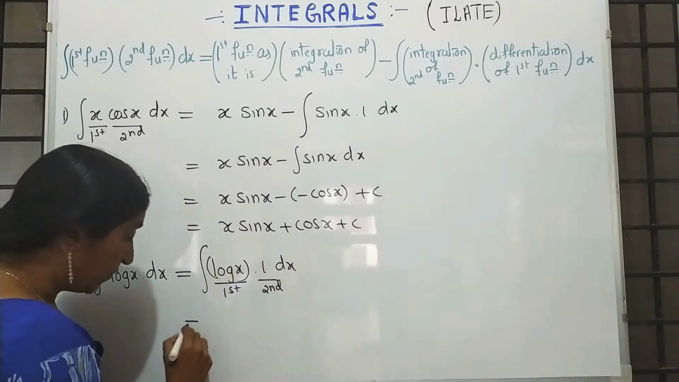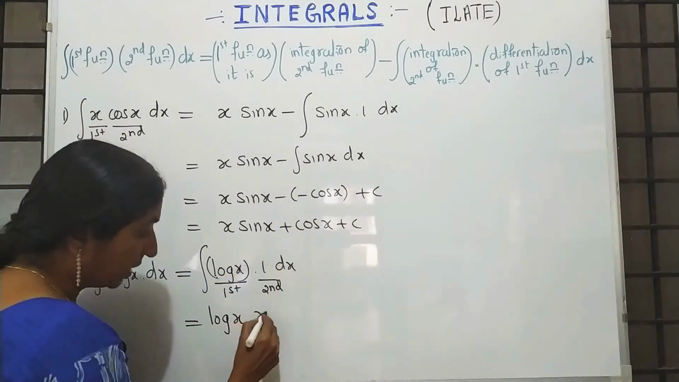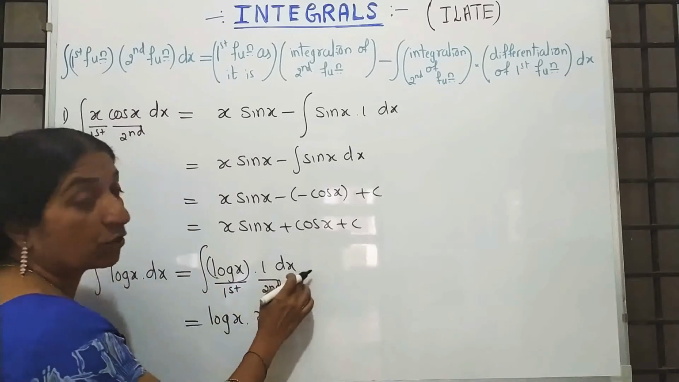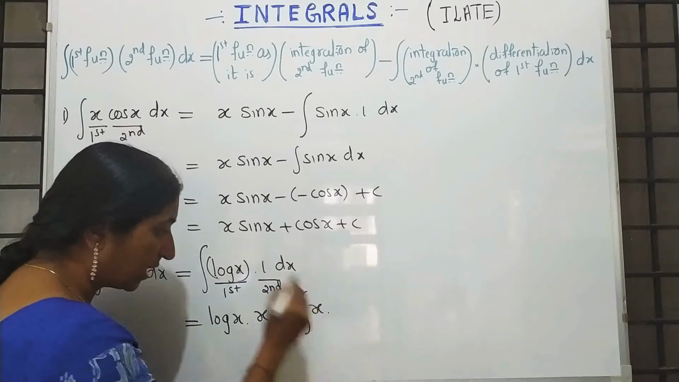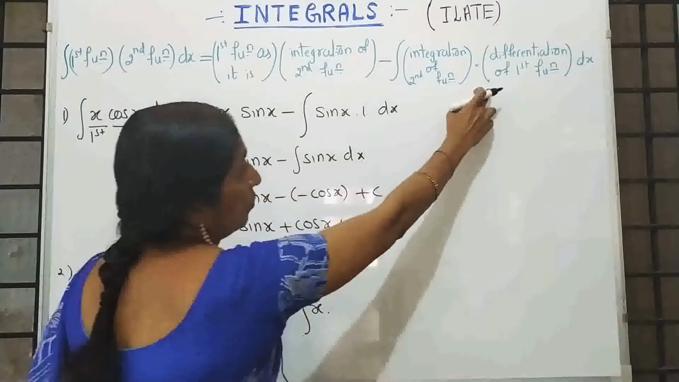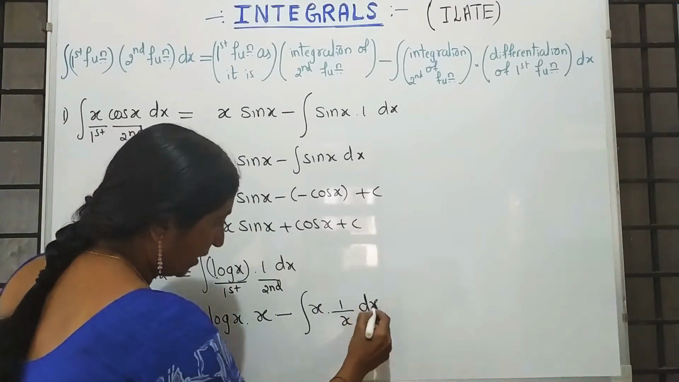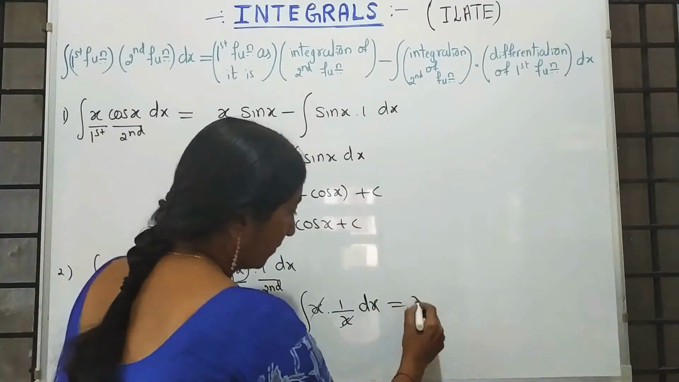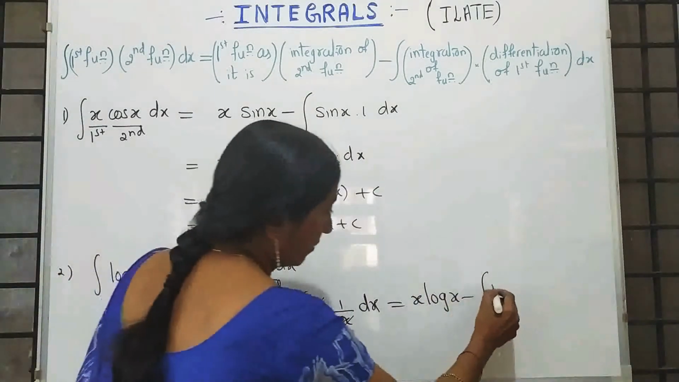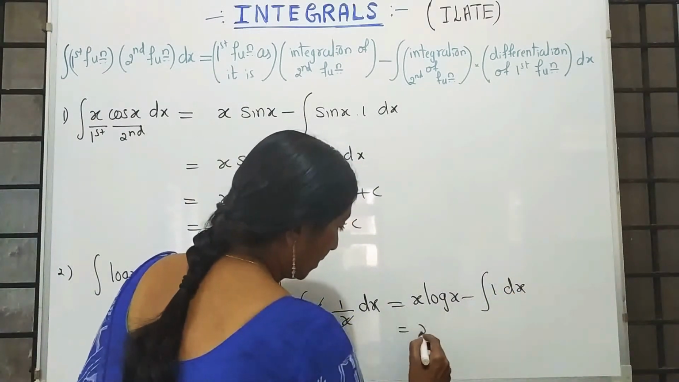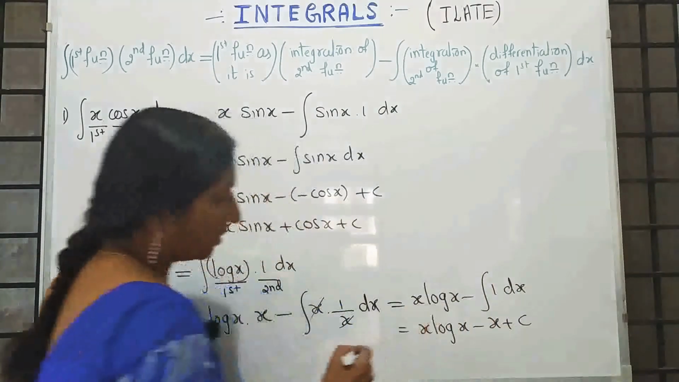So by the rule, first function as it is, log x. Integration of the second function, integration of 1 is x, because we are doing it with respect to x, minus integration sign, whatever the term, the same term we are writing here. Now differentiation of the first function, log x, is 1 by x. What is remaining? x into log x minus, after cancellation, 1 is remaining. So it is x into log x minus integration of 1, which is x, plus c.